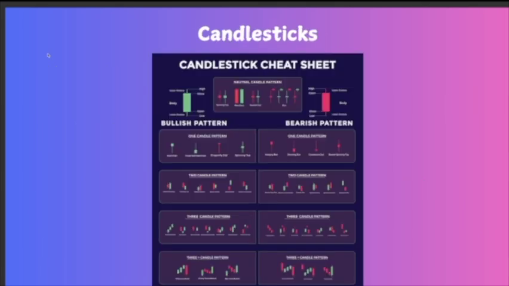So next are our candlesticks. I took this picture off Google because I felt like it did a really good job at representing the most common candles that you see printed on a chart.